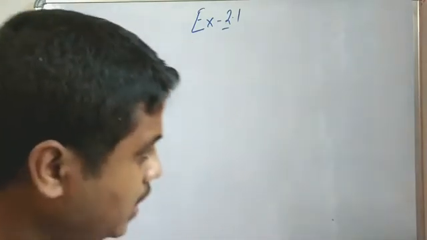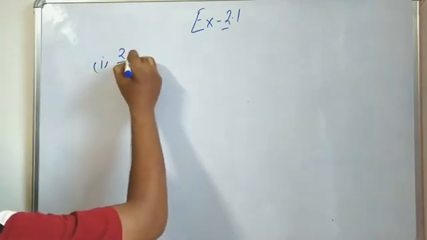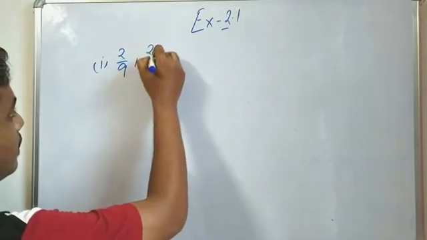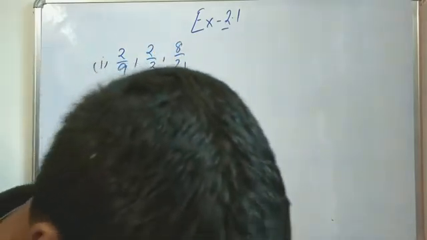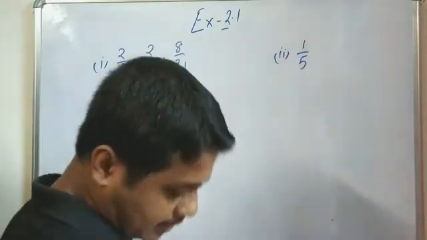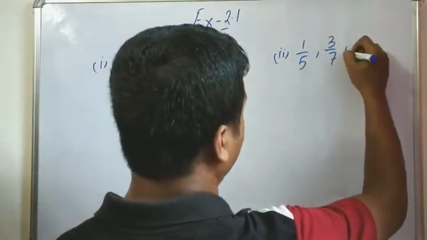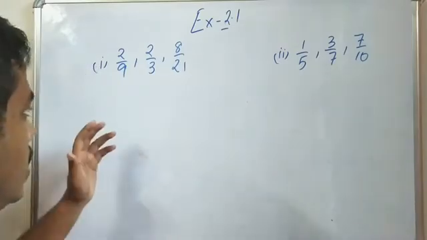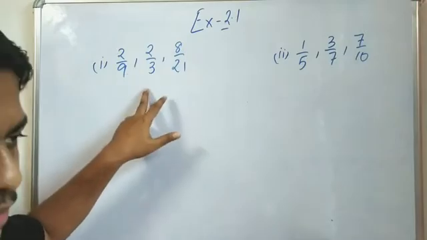The first question, as you can see on the board, is 2 by 9, then we have 2 by 3, comma, we have 8 by 21. The second question is 1 by 5, then we have 3 by 7, and we have 7 by 10. So we have two questions, and I'll be solving them one by one. First let me solve this one.